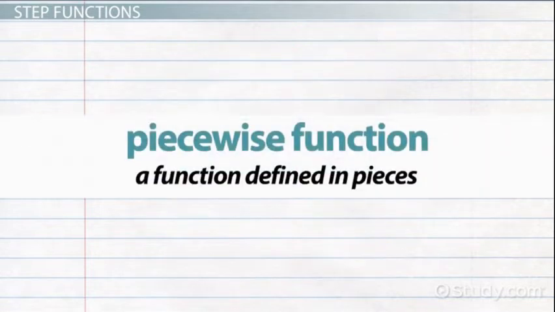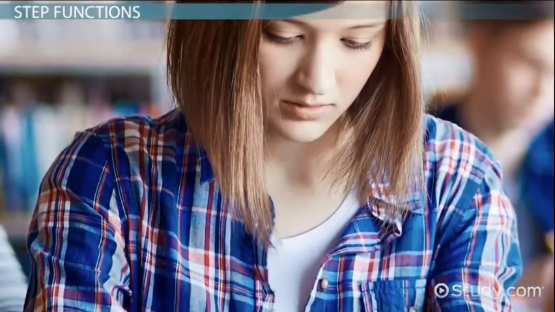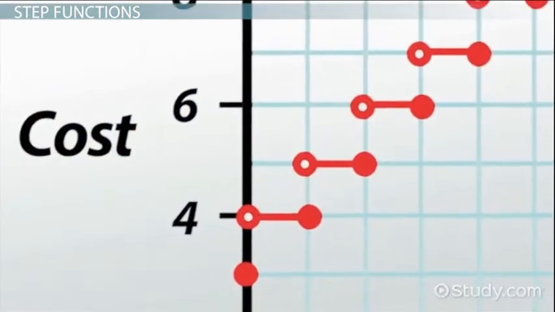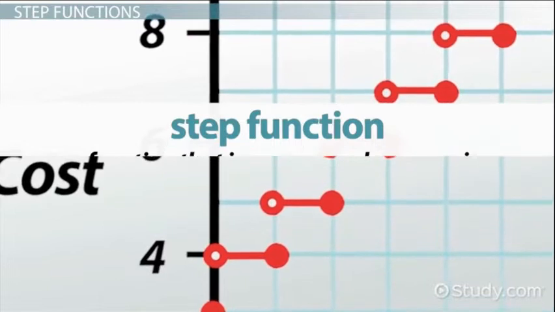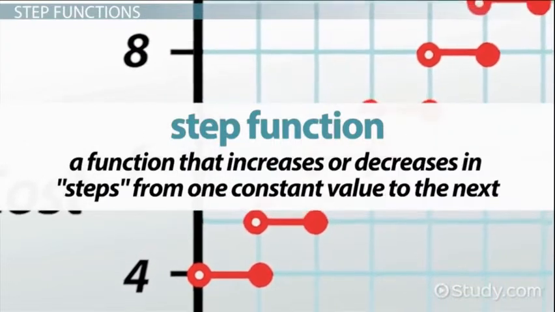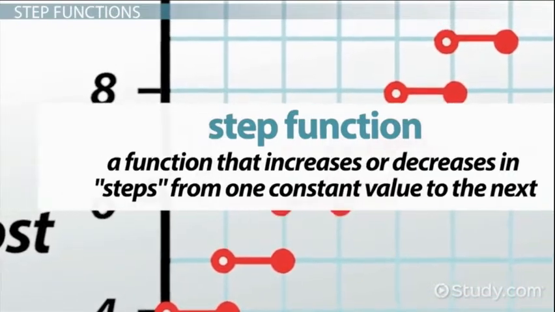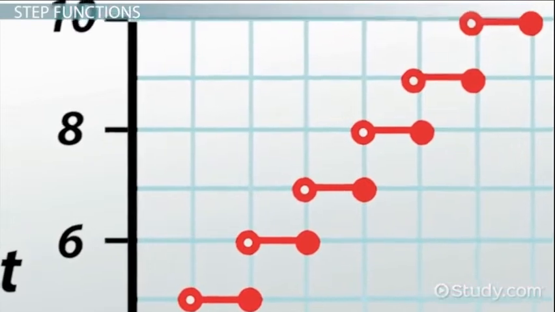When a function is defined in pieces, as this one is, we call it a piecewise function, and we represent it using notation that gives an output for each interval of inputs. Our taxi function is a special kind of piecewise function called a step function. A step function is a function that increases or decreases in steps from one constant value to the next. Within the step function family, there are floor functions and ceiling functions.